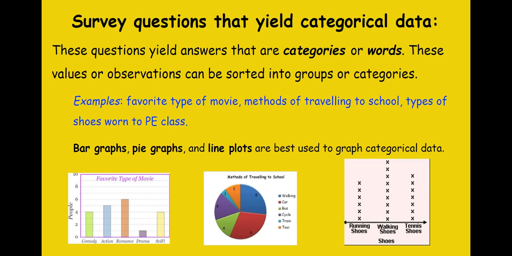Let's take a look at these. So the favorite type of movie: comedy, action, romance, drama, sci-fi. Those would be the different answers that people might have given you in your survey question. And then you can graph it or display it using a bar graph.